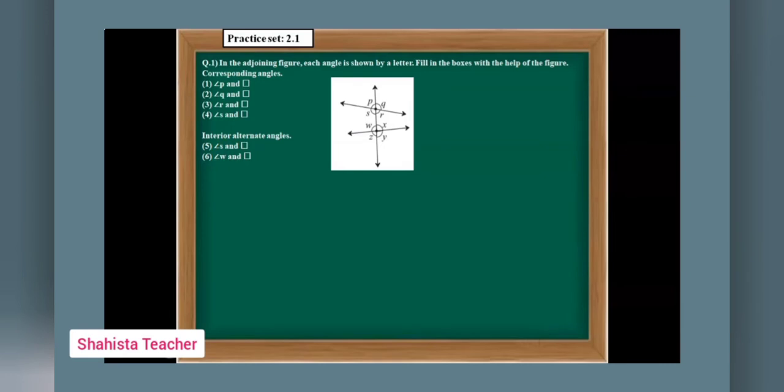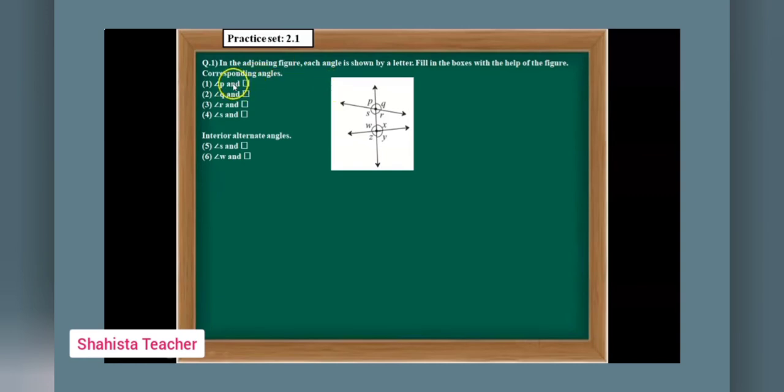corresponding angle. Now, corresponding angle, as I taught you before: if the arm on the transversal of a pair of angles are in the same direction and the other arm are on the same side of a transversal, then it is known as a corresponding angle.